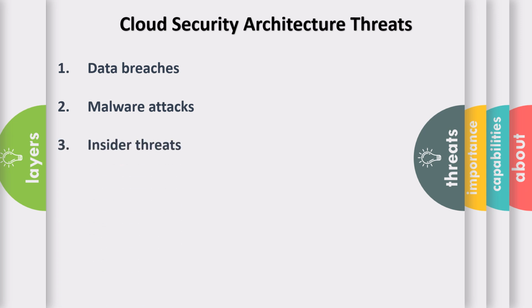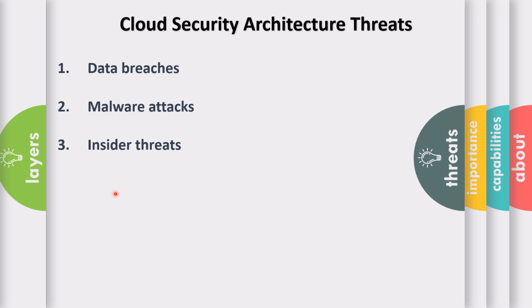Then there is an insider threat. What is an insider threat? An insider threat comes from people within your organization, like employees, contractors, or partners who have legitimate access to your system but misuse that access to harm the business. So what's the threat? An insider can steal data, leak confidential information, or sabotage systems because they already have access to the cloud resources. Then how does cloud security protect against it?